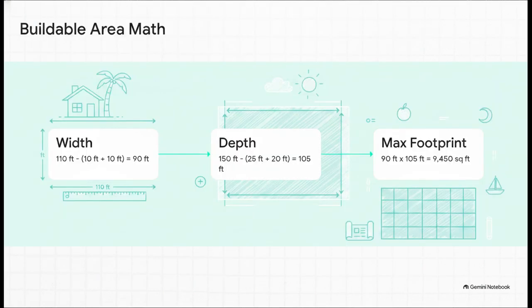Let's work through this detailed scenario together. Say we have a lot that's 110 feet wide by 150 feet deep. The local rules require a 25-foot front setback, a 20-foot rear setback, and 10-foot side setbacks.